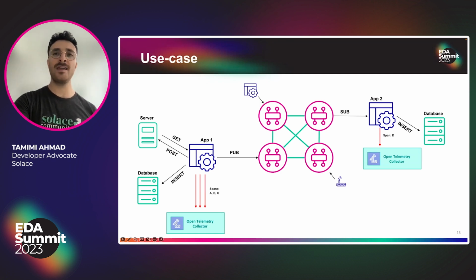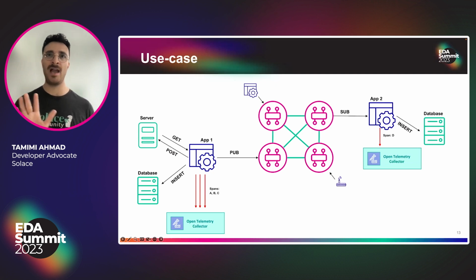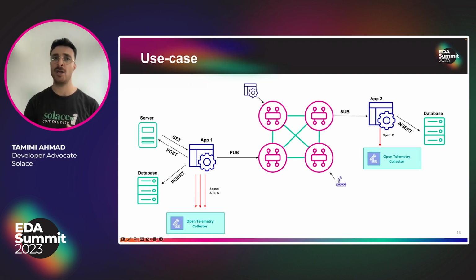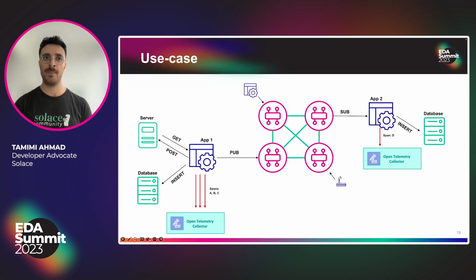So now we have an overall big picture of a use case where there are applications and different message brokers involved in an event mesh where you can publish and subscribe to events. But you can see there's one particular problem: application 1 has spans A, B, C, application 2 has span D, and they both generate spans to an OpenTelemetry collector.